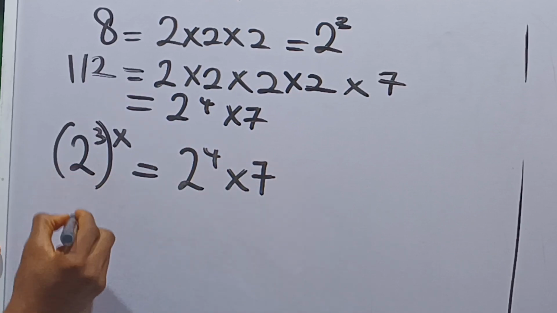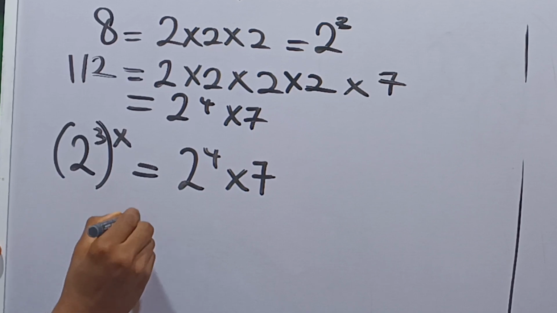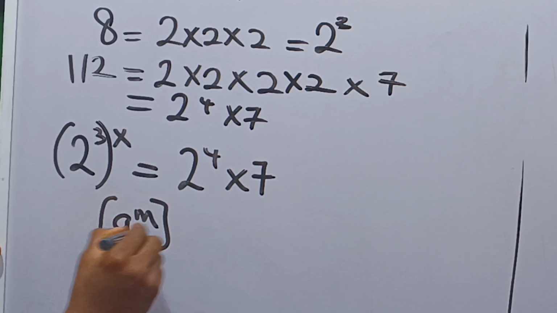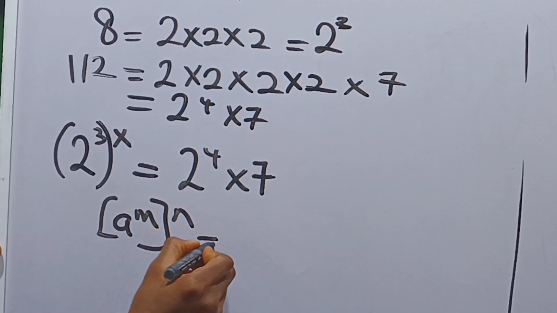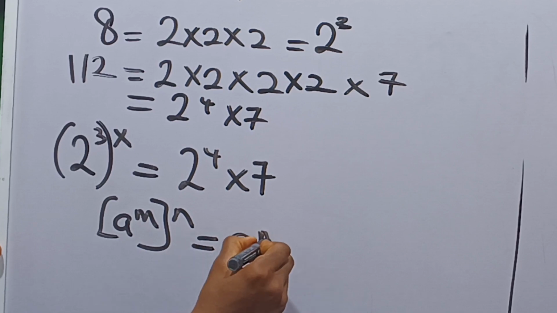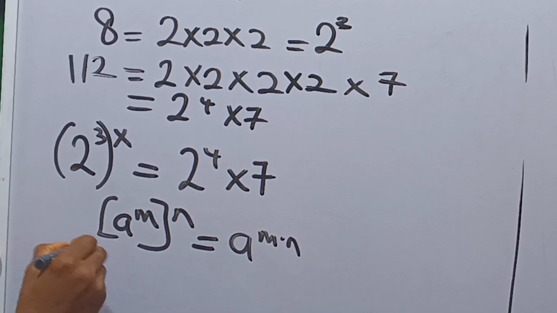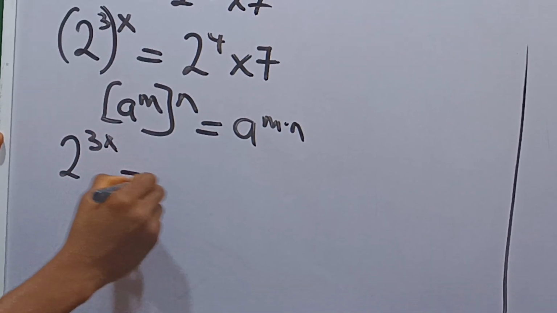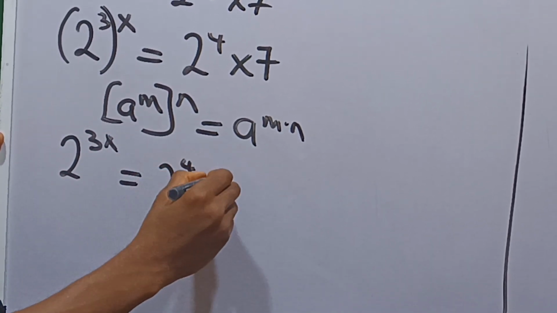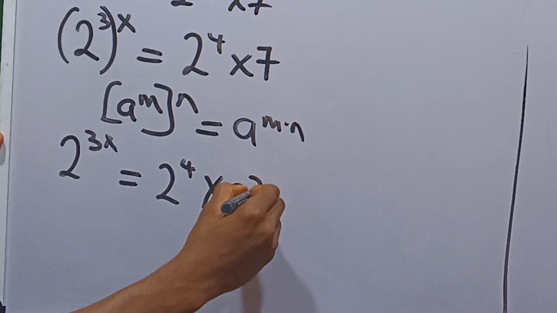Now 2 raised to the power 3 raised to the power x is in the form of a raised to the power m, raised to the power n, and a raised to the power m raised to the power n is a raised to the power m multiplied by n. So doing that here, we now have 2 raised to the power 3x equal to 2 raised to the power 4 times 7.